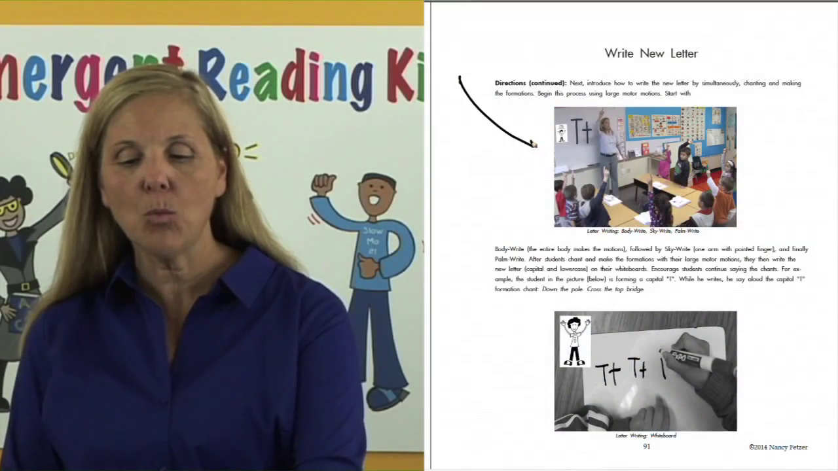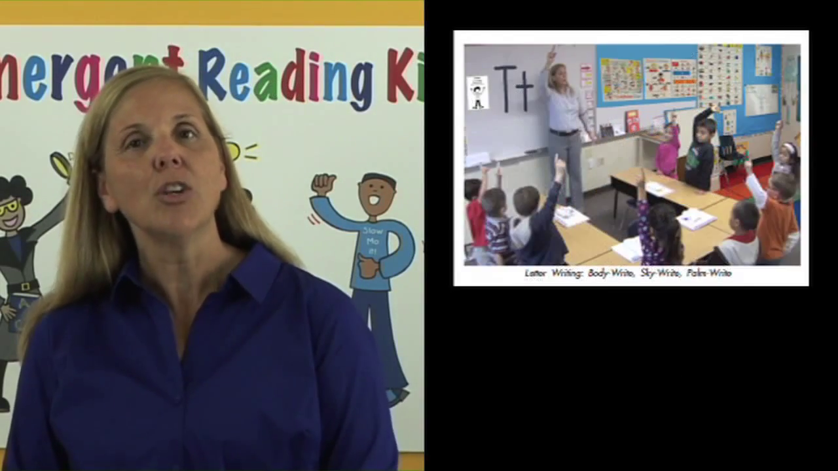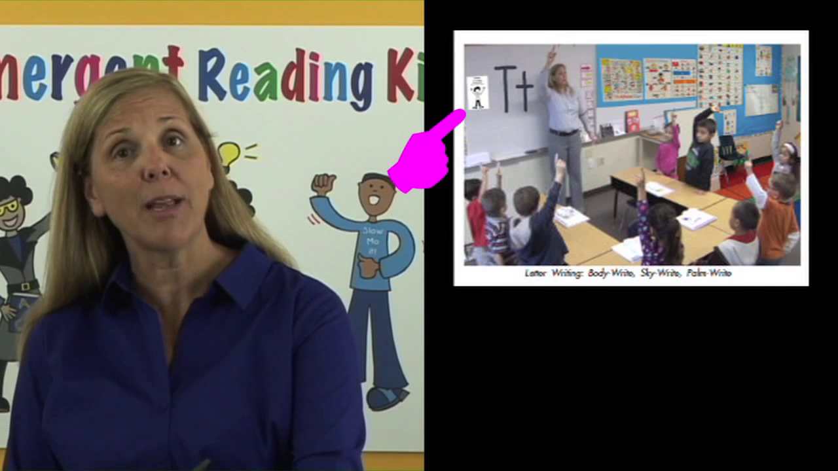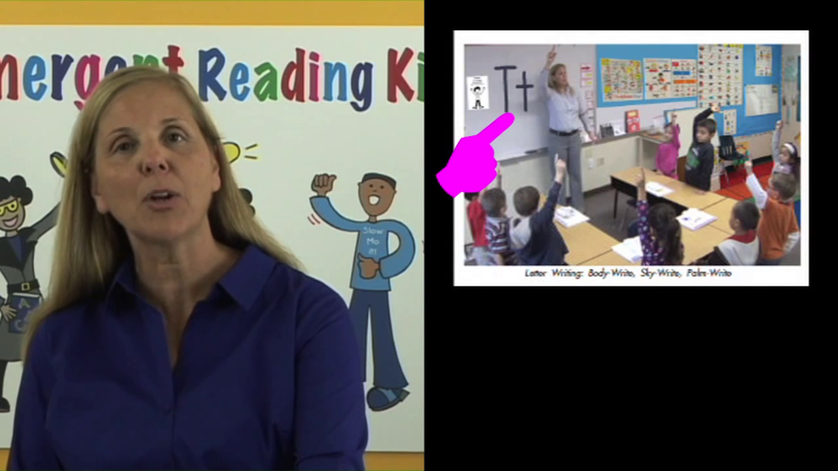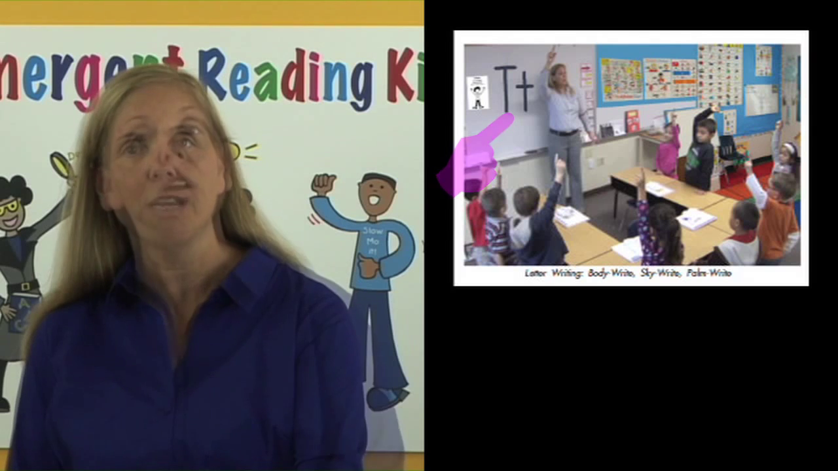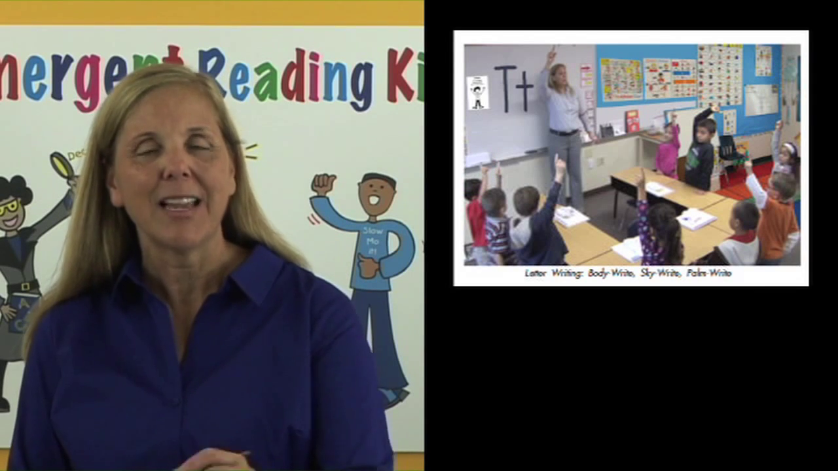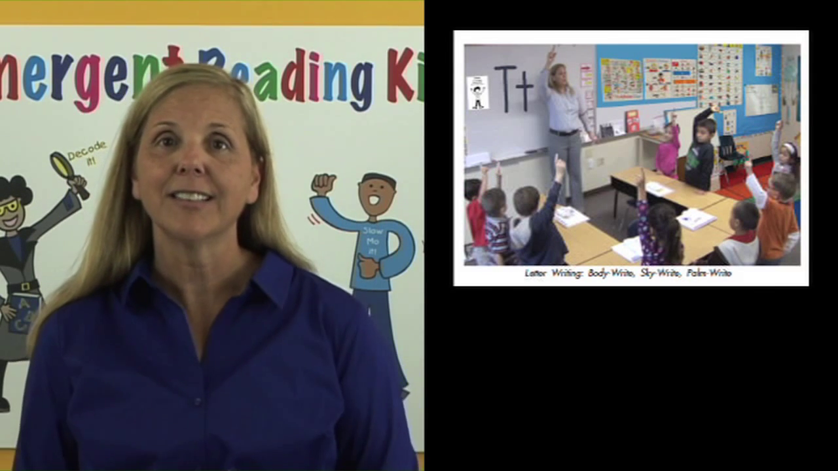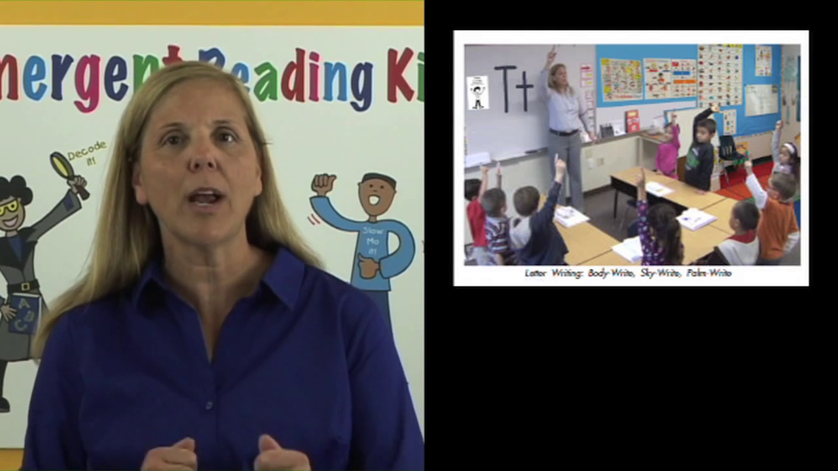On page 91, we begin with letter writing. Notice I have the puppet displayed on the whiteboard as well as the capital and lowercase t written out for the students to see. I begin with the chant. Letter name, letter sound, read and write fast.